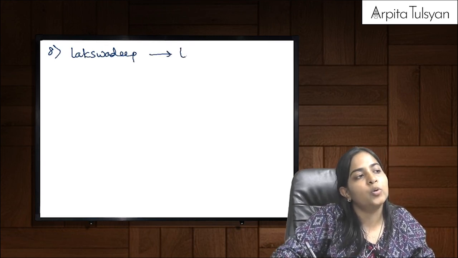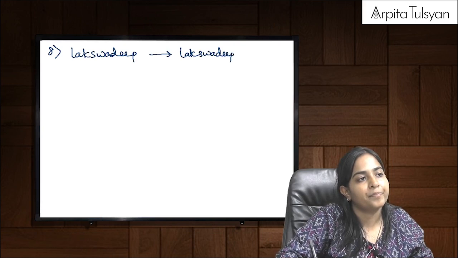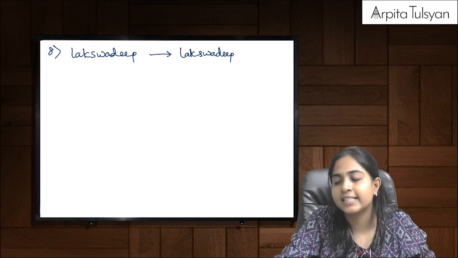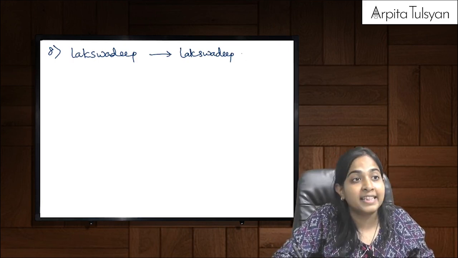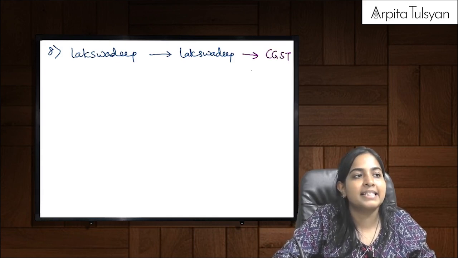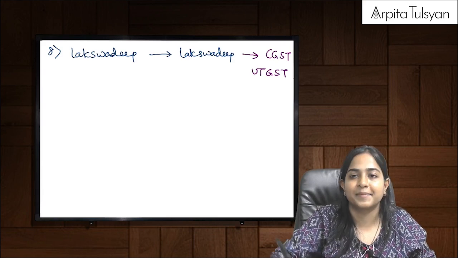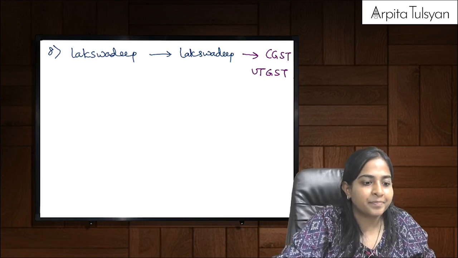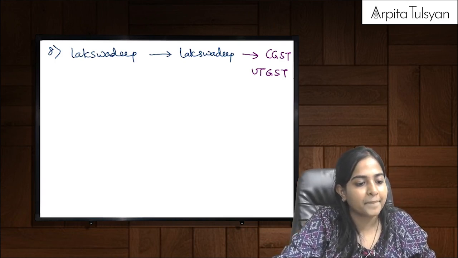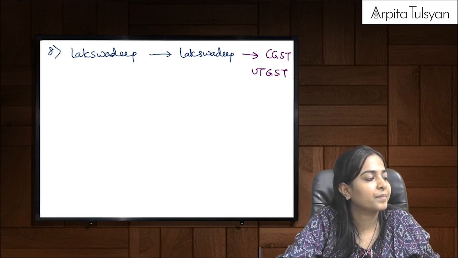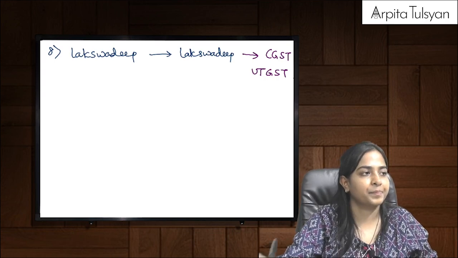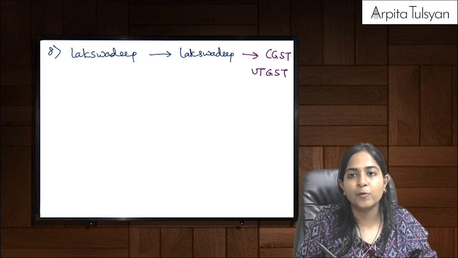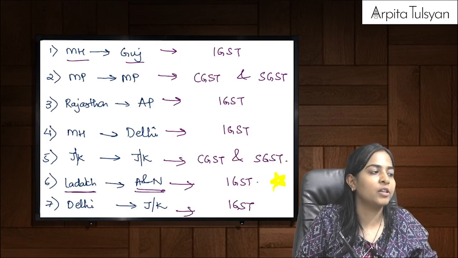Lakshwadeep. Can we say it is a union territory with no state legislature? Yes. And it is within the same one only. So, can you give the answer? CGST and UTGST. Are you able to understand this, everyone? Yes. Okay, can we proceed ahead? Yes, I hope you have written all these.